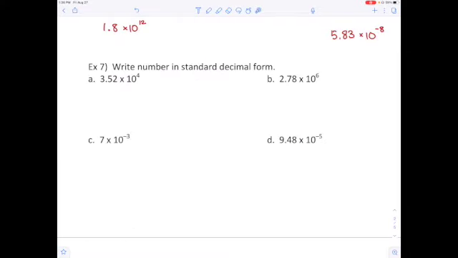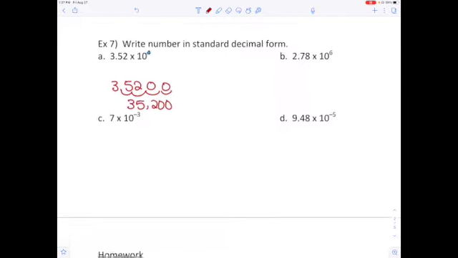Example 7, write the number in standard decimal form. That means take it out of scientific notation. This one is positive right here, so we are going to make sure that the number gets bigger. So 3.52 becomes a bigger number by 10 to the 4th, 1, 2, 3, 4. So fill in the 0s, and your answer should be 35,200.